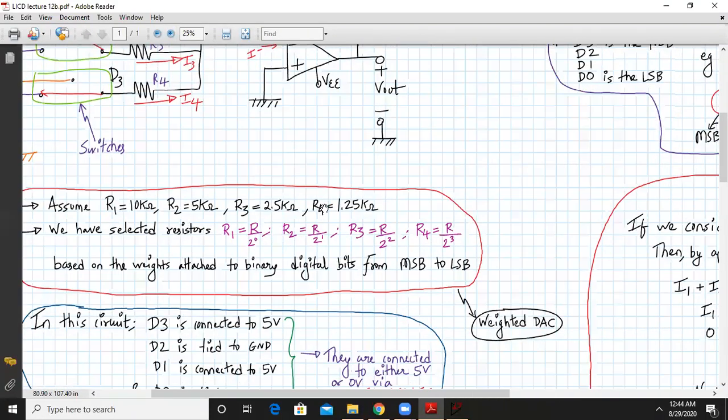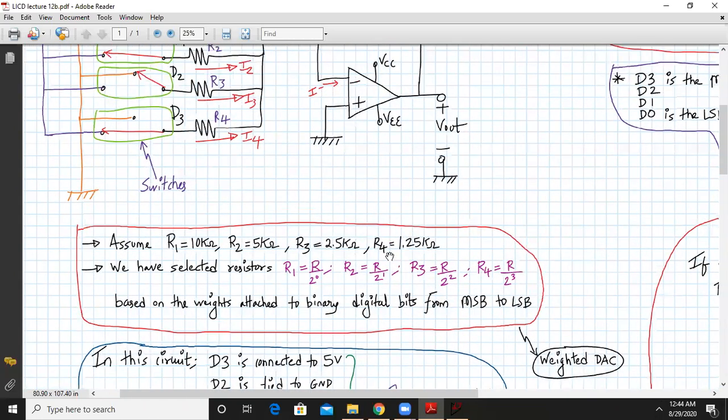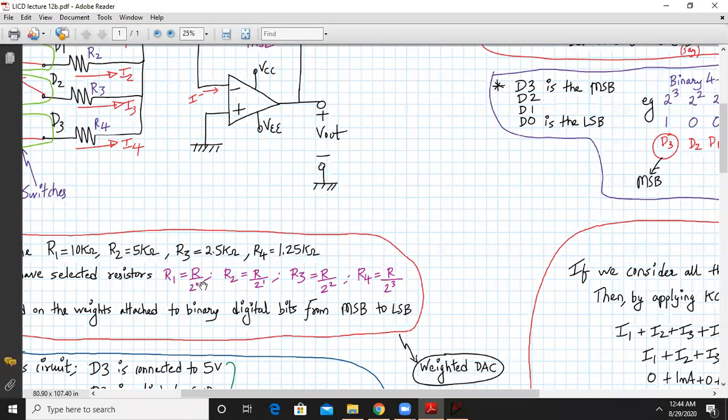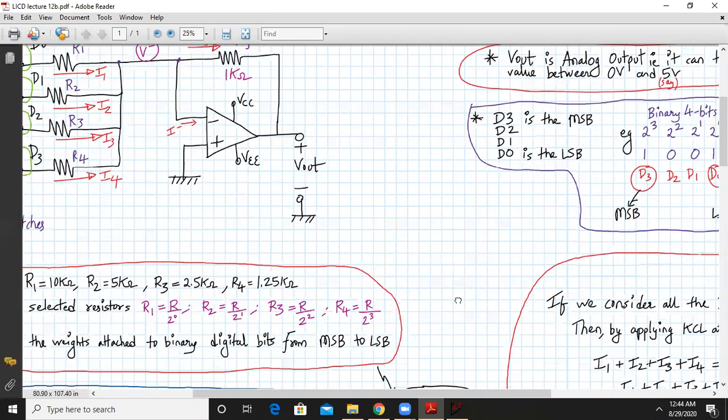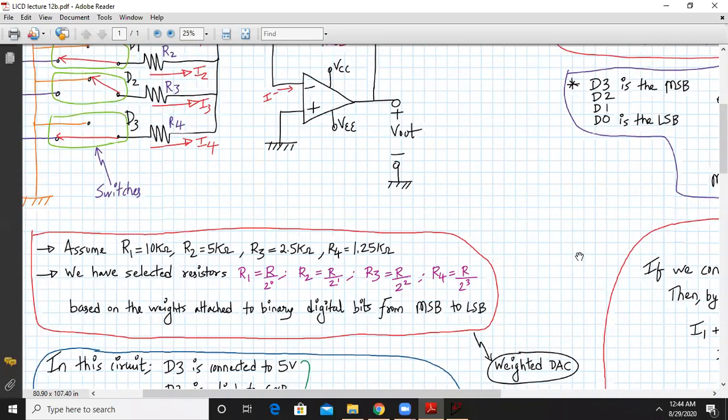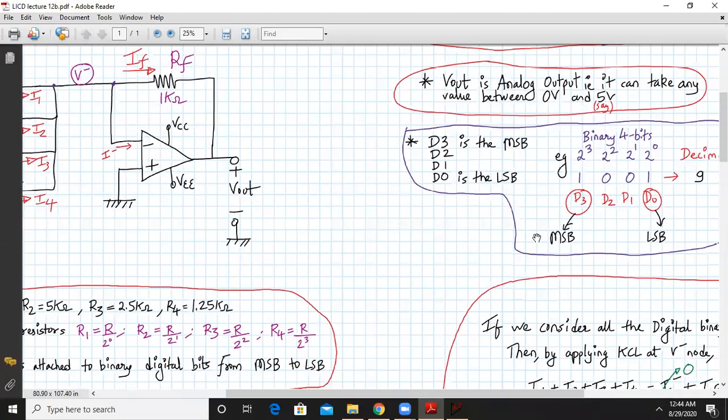And R4 will be R divided by 8, which is 10 kilo ohm divided by 8, which is 1.25 kilo ohm. So what we have done is we have selected the resistors R1 as R upon 2 raised to 0, R2 as R upon 2 raised to 1, R3 as R upon 2 raised to 2, and R4 as R upon 2 raised to 3. These are my 4 resistors. They are decided based on the weight attached to the binary digital bits from MSB to LSB. That is the concept of the weight that I have explained.